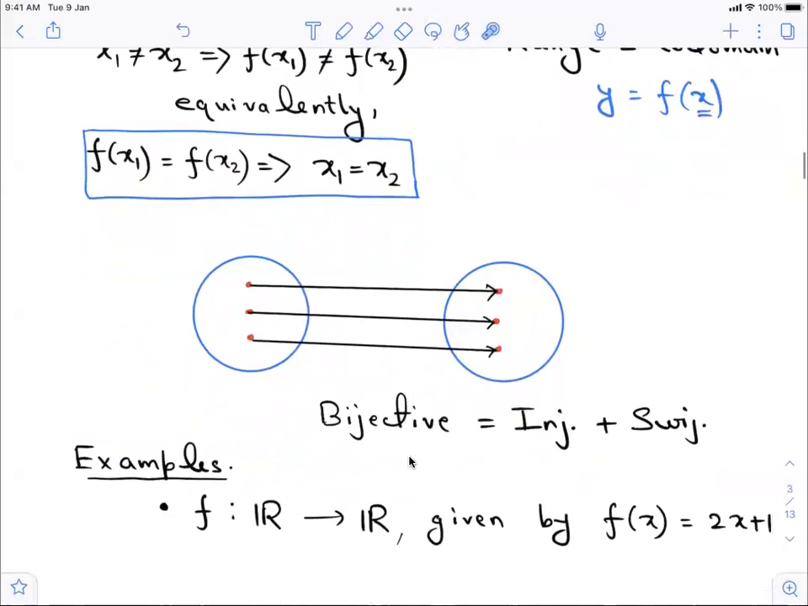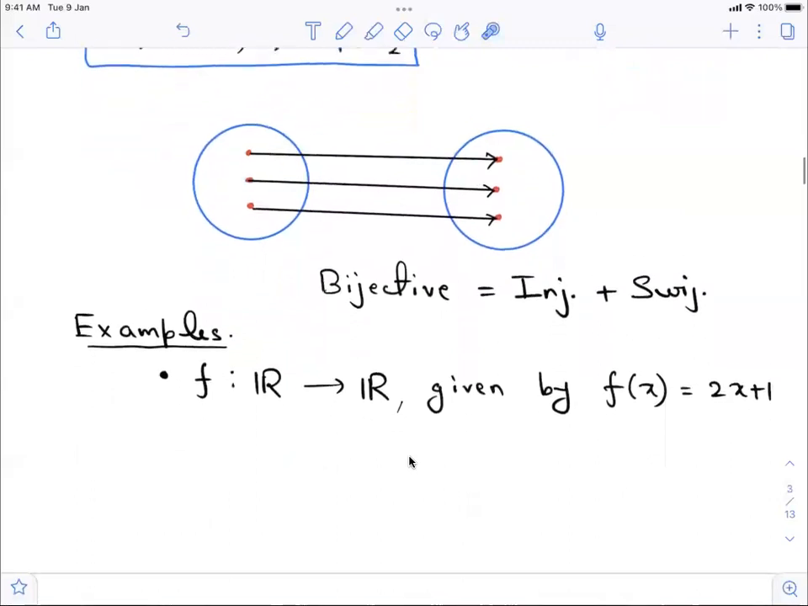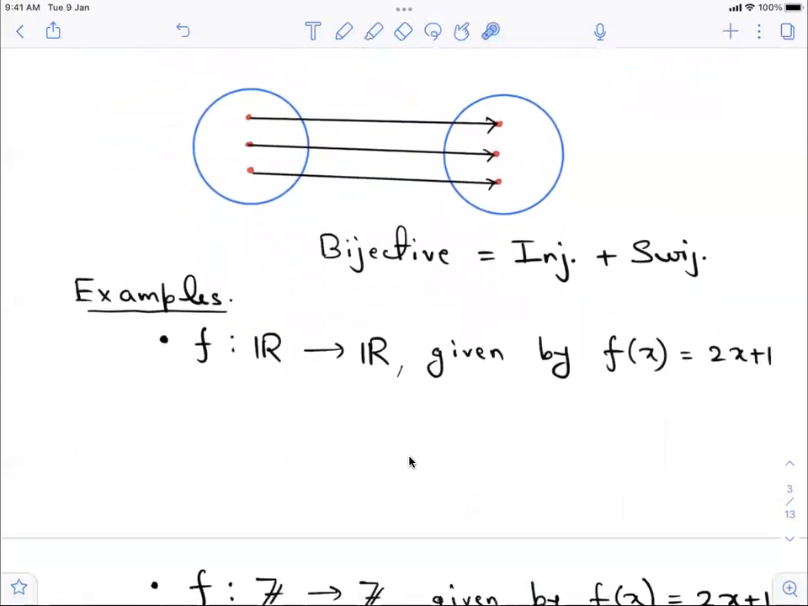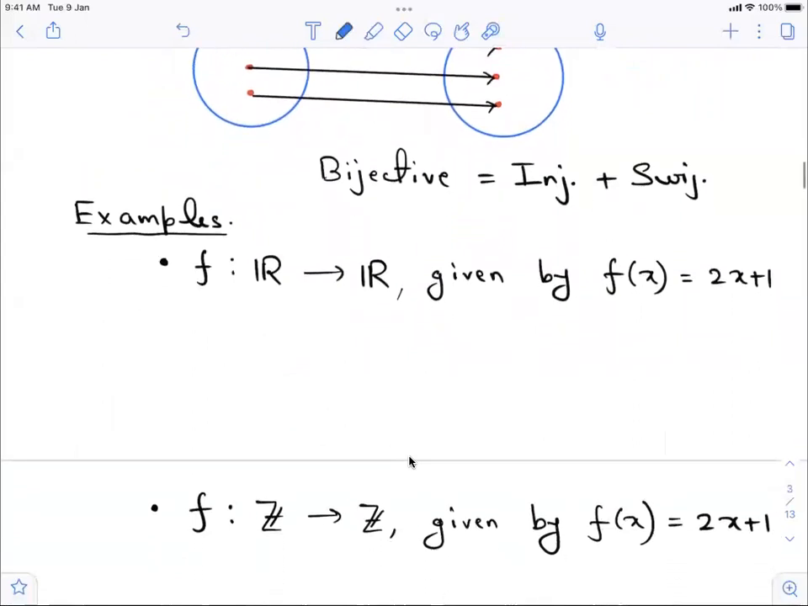Okay, and I mean, you already know this stuff. What is a bijective function? It's just a function which is both injective and surjective. So the picture that comes to our mind immediately when we say bijective is the following. Okay, so let's look at some functions and see whether they're injective, surjective, or bijective, whatever.